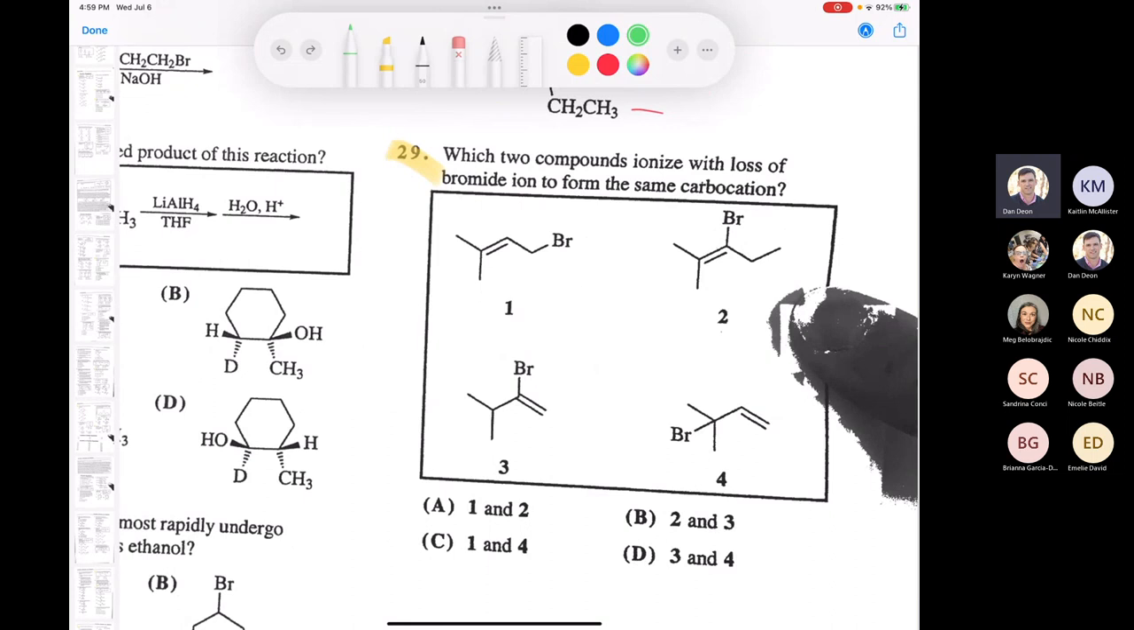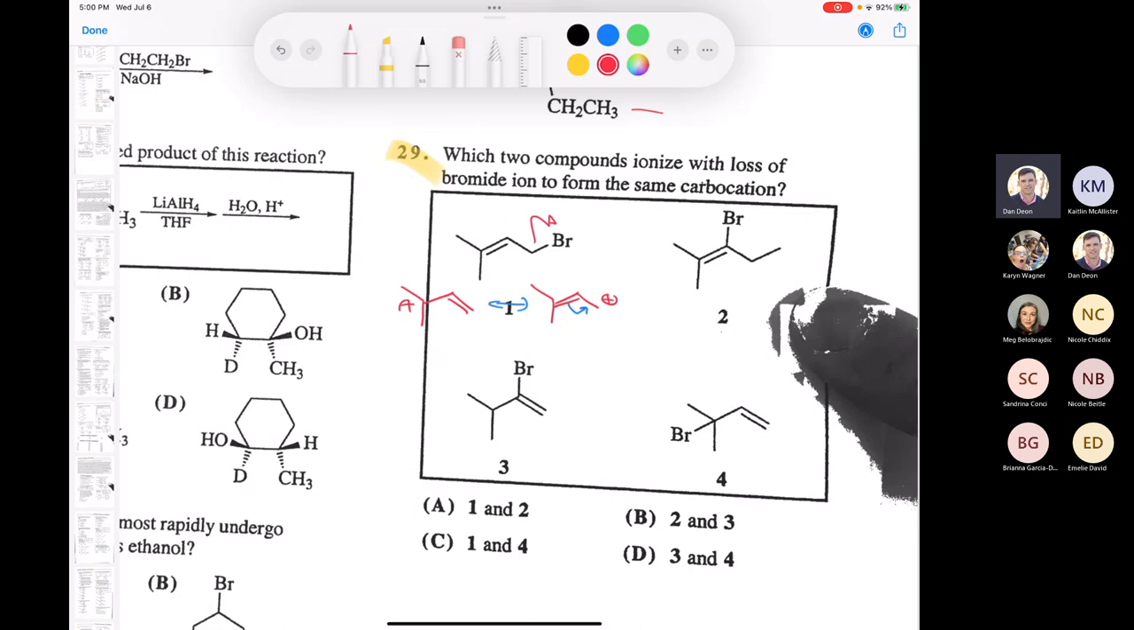So it says, which two compounds? We've got a bunch of bromides here. Some of them are vinylic, some of them are allylic. Which two compounds are going to ionize with the loss of bromide ion to form the same carbocation? Now, there's a couple of ways you could solve this. You could try to draw what you get when the bromine leaves here. You'd end up with this compound where you have this allylic carbocation, and then you could draw a resonance structure like this. So you end up with something that looks like this.